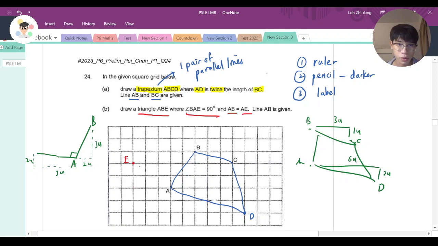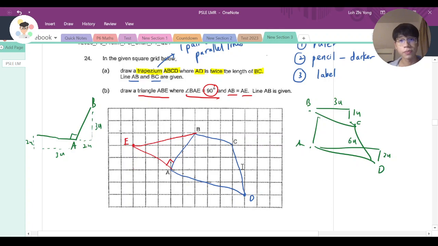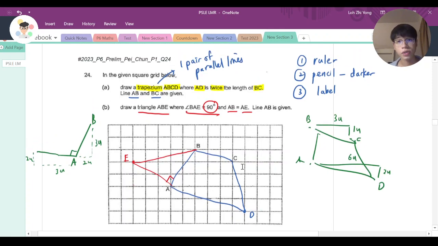Okay, so just draw the line. Oops. Like this. Draw the line like this. Okay, so here is 90 degree. Please label as here is asking you to label. Okay, because they are telling you it's 90 degree. So A, B, E. That's all. You are done. Good. Okay, let's move on to our next question.